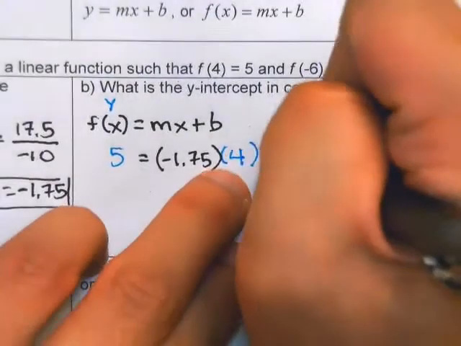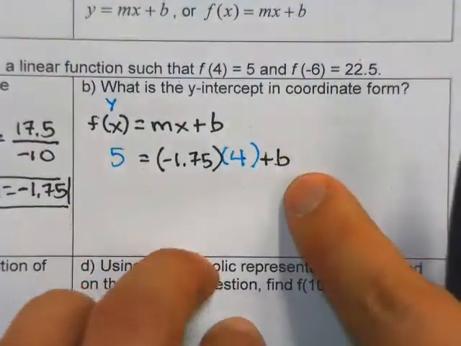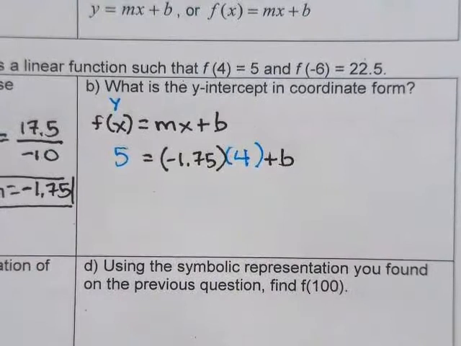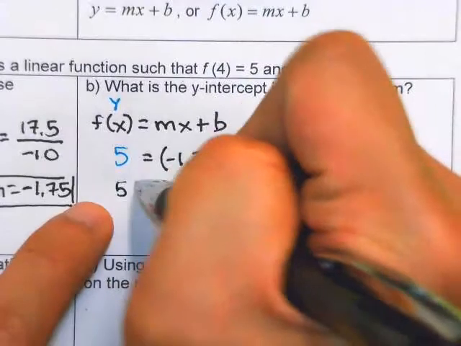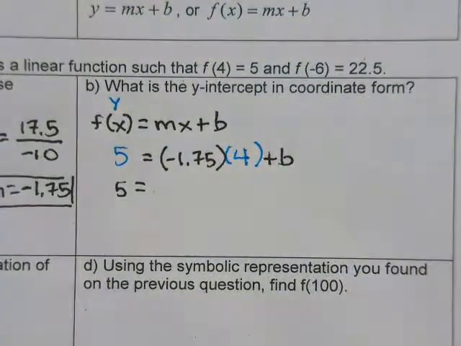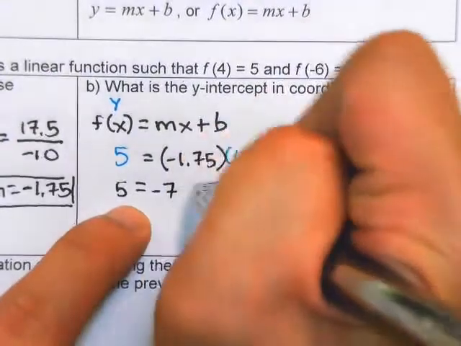And then some of you guys are forgetting to do plus b. So this is what we're trying to solve for. That's still going to be a variable. No matter what x or y value you choose as a pair, it will come out the same. I need help with negative 1.75 times 4. Negative 7, thank you. Negative 7 plus b.